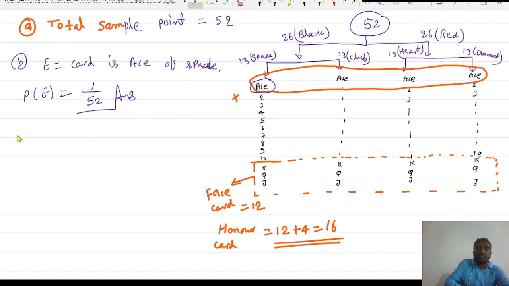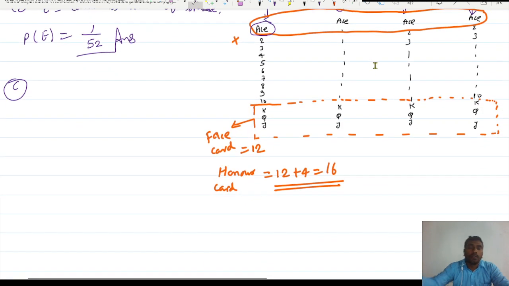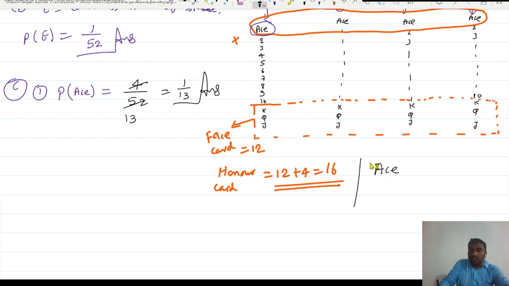So 1/52. Let us see question number C here. Calculate the probability that, first, the card is an ace card. So first, the probability of an ace card. How many ace cards are there in total? 1 + 1 + 1 + 1, that is 4. So 4 divided by 52. You can cancel 13 times, so that is 1/13. This is the probability of an ace card, because the total number of ace cards is 4.